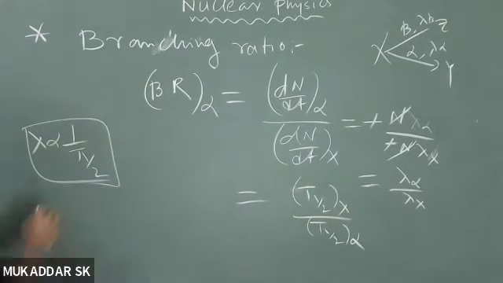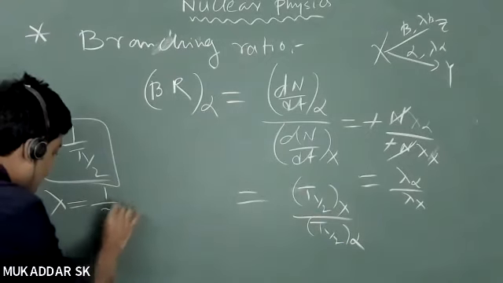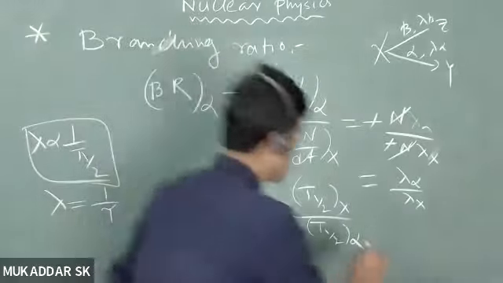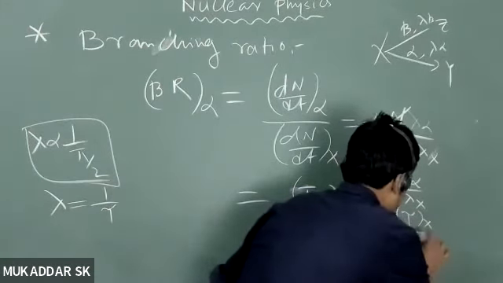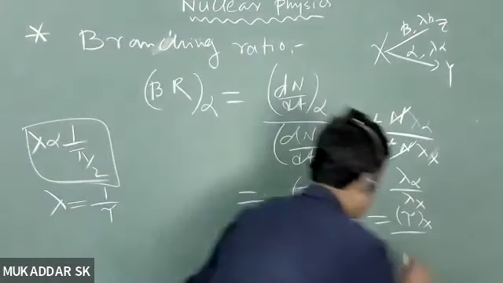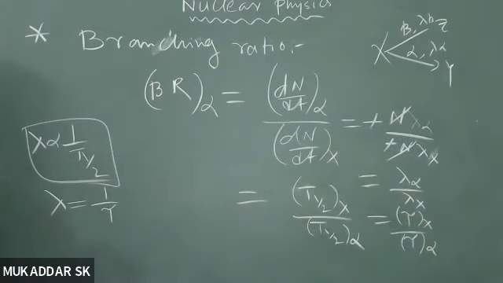And also we have noticed that lambda is nothing but 1 by mean lifetime, right? So in terms of mean lifetime, you can also write that it will be the total mean lifetime of parent nuclei divided by the mean life in alpha decay. Check it once, if you have any doubt, tell me.